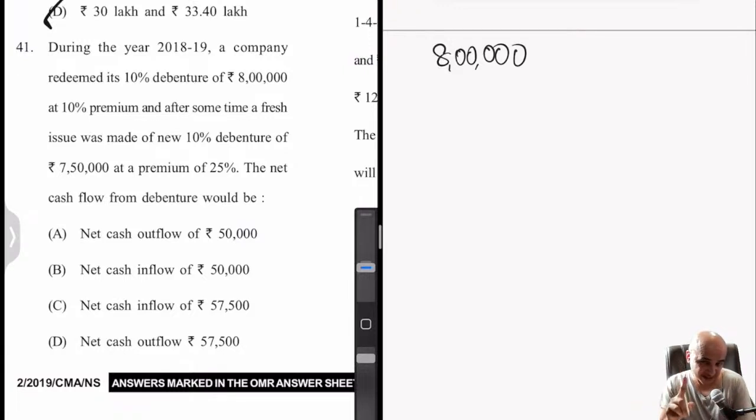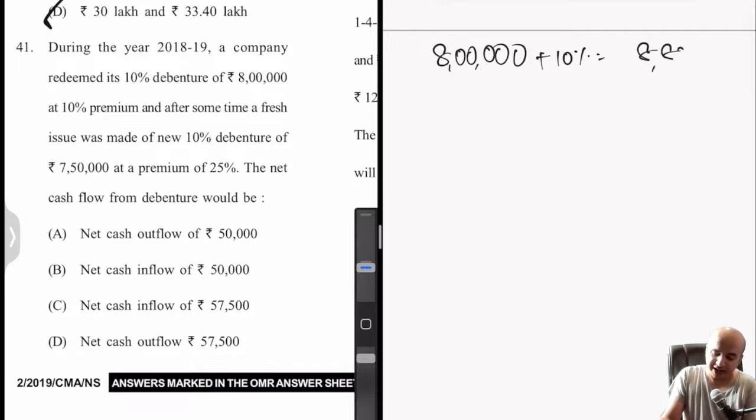Okay, but these debentures are not redeemed at face value itself. They are redeemed at 10% premium. That means plus 10%. So 8 lakh into 10% will be 80,000. So we are returning 8 lakhs and 80,000. Okay, that is the amount which we are giving to the debenture holders.